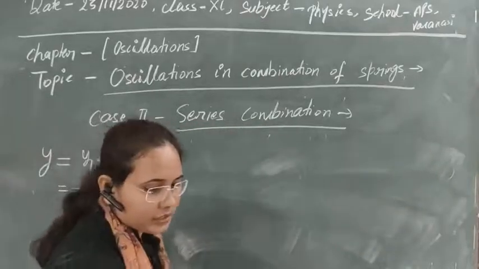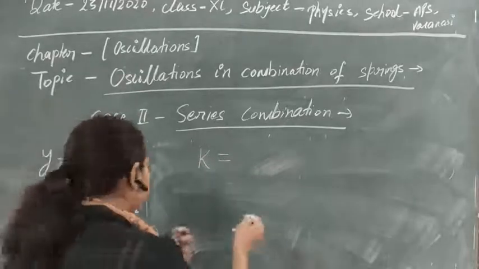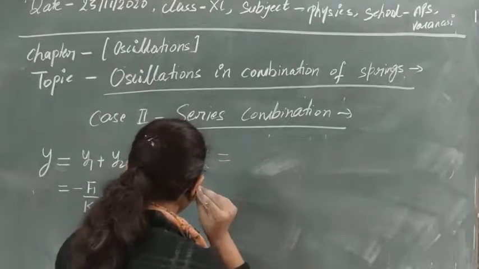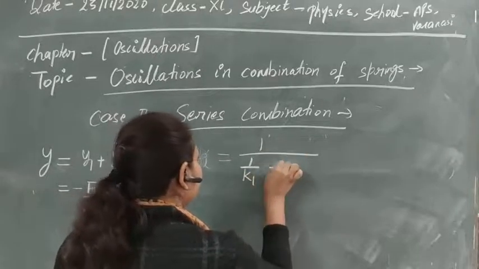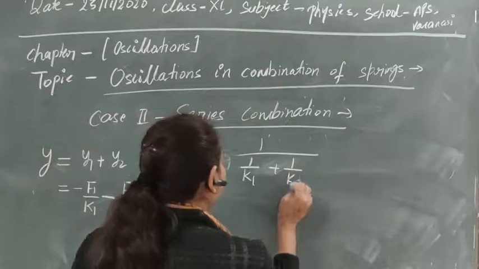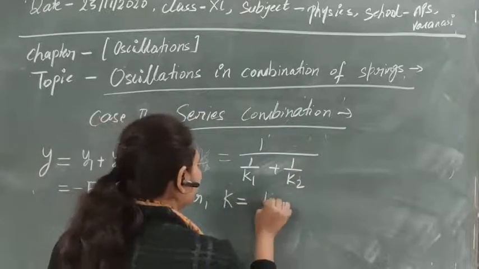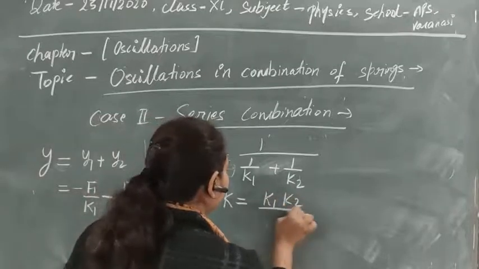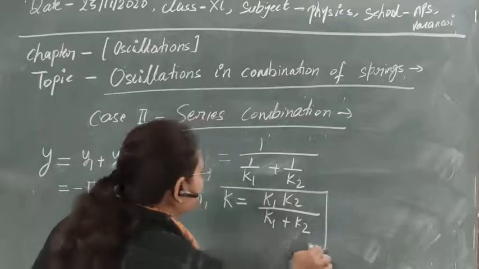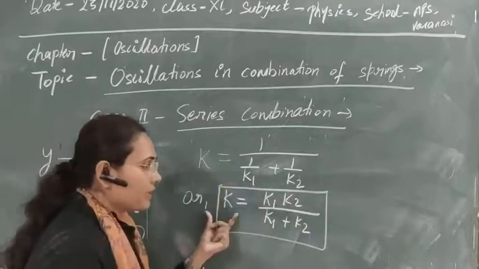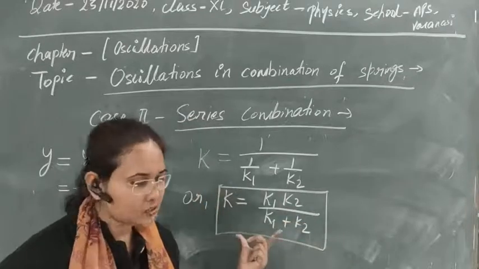Its value is obtained as 1 upon K is equal to 1 upon K1 plus 1 upon K2, or we can write K is equal to K1 K2 upon K1 plus K2. So this is the spring constant for the combination of two springs that are connected in series.